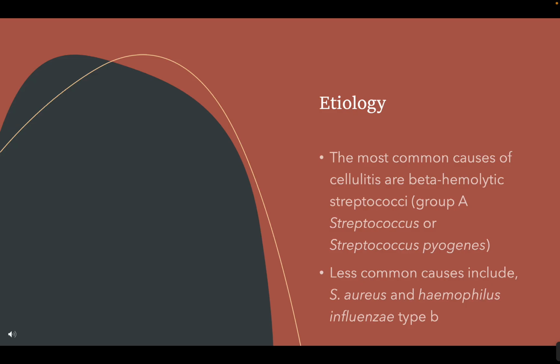The most common causes of cellulitis typically come from beta hemolytic streptococci, specifically group A streptococcus or streptococcus pyogenes. Less common cases include Staph aureus or Haemophilus influenzae type B.